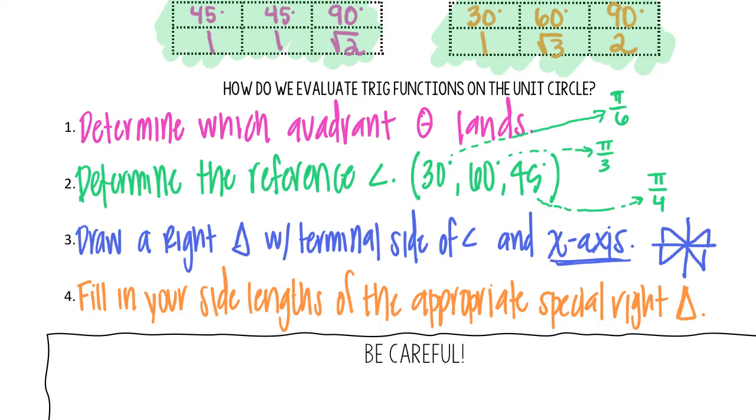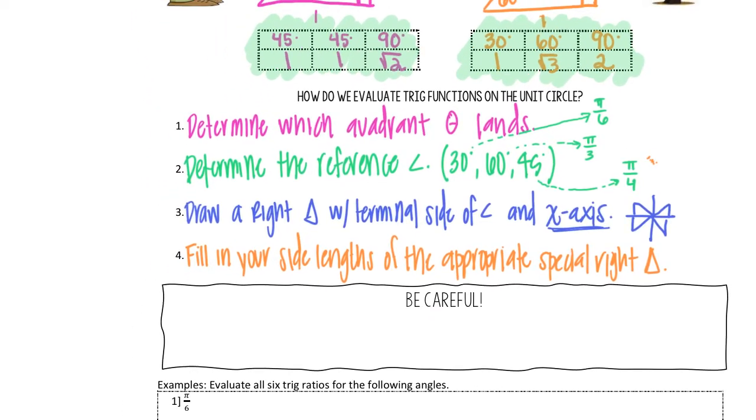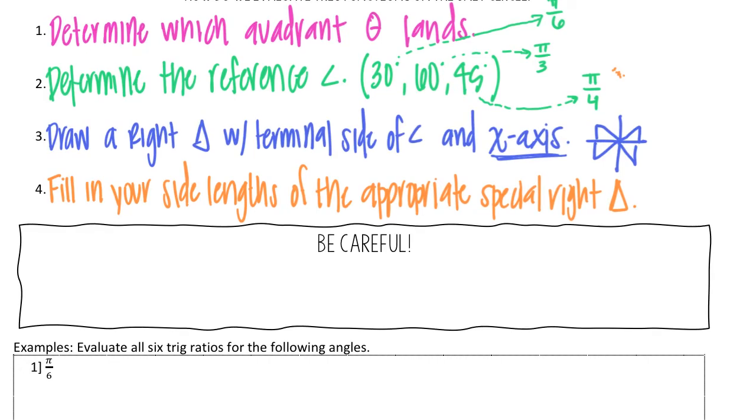As we said before up here, remember the reference angle is always going to be 30, 45, or 60. So you're always going to have either a 45, 45, 90 triangle or a 30, 60, 90 triangle. You'll fill in the side lengths according to what your reference angle is.